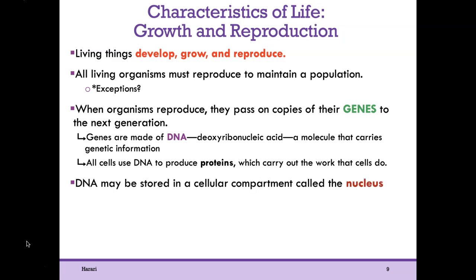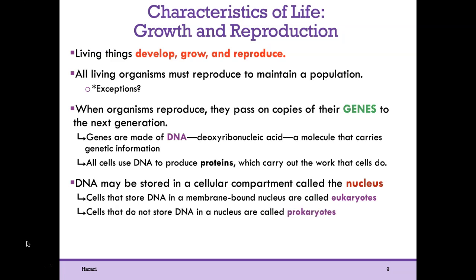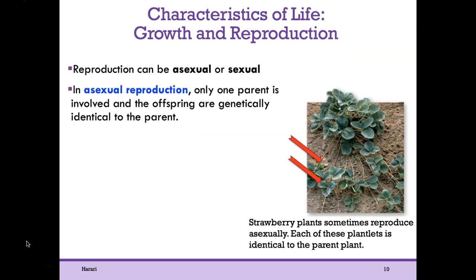DNA may be stored in a special cellular compartment called the nucleus. So any cell that stores its DNA in the nucleus is called a eukaryote. So this is an important term that I would write down. All eukaryotes are organisms that contain a nucleus. Cells that do not store DNA in the nucleus are called prokaryotes. We'll talk a lot more about that in Chapter 3.